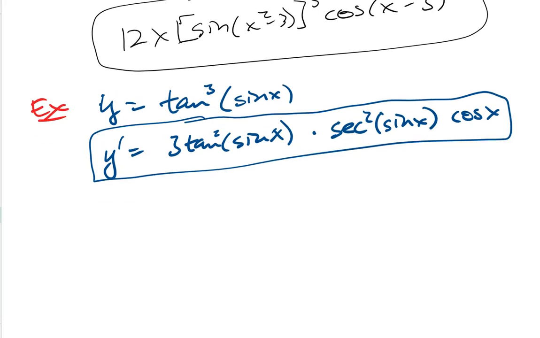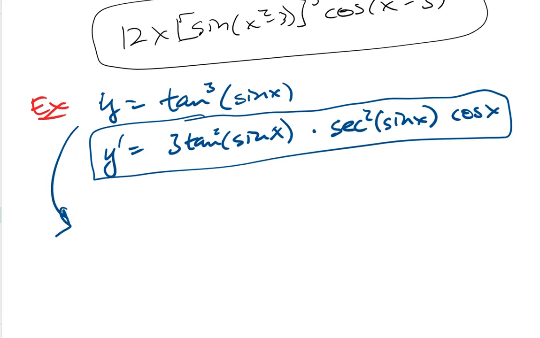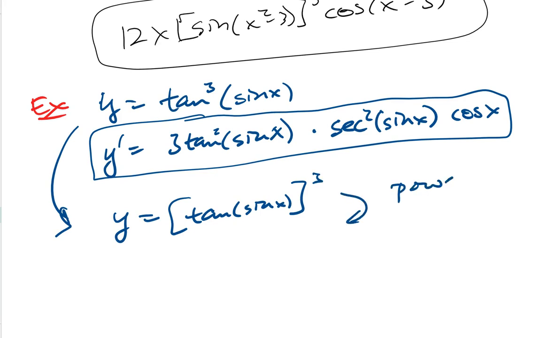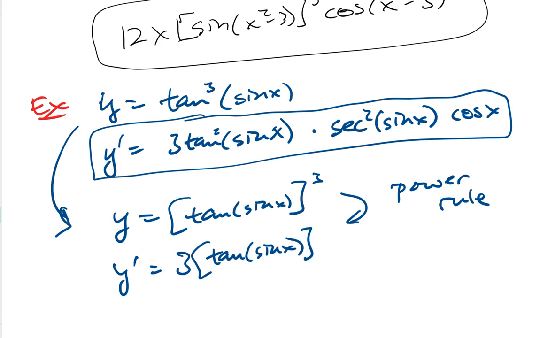simplify that any further. Now, if you don't understand what I did, all you have to do is rewrite y as tangent of sine x, quantity cubed, and now use the general power rule. So if you do y prime, you do 3 tangent of sine x, and then you take that 3 down by 1, that's to the 2nd power now, and now we're going to take the derivative of the inside. Derivative of tangent is secant squared of sine x. And now I take the derivative of the inside of that, which would be cosine of x, and there you go. That's how we do it.